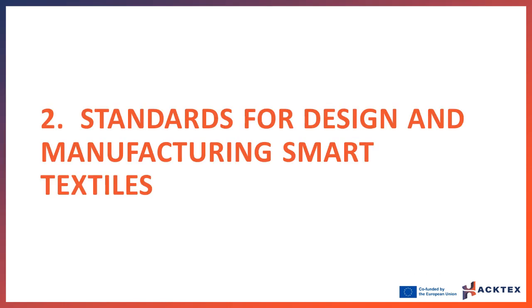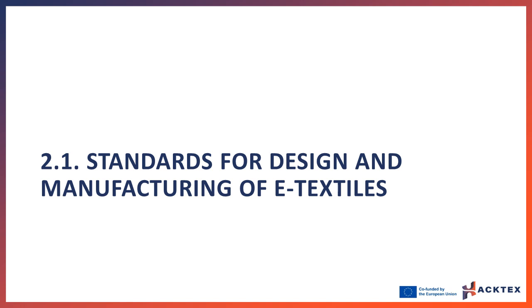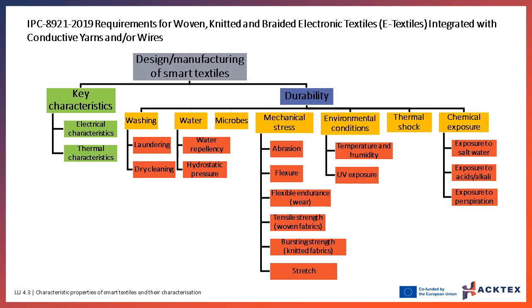Chapter 2. Standards for Design and Manufacturing Smart Textiles. Standards for Design and Manufacturing of E-Textiles. IPC 8921 provides the conformance requirements for the electrical or thermal performance of textile fabrics with integrated conductive yarns or wires. The factors determining product durability are washing, water, microbes, mechanical forces, environmental conditions, thermal shock and chemical exposure.